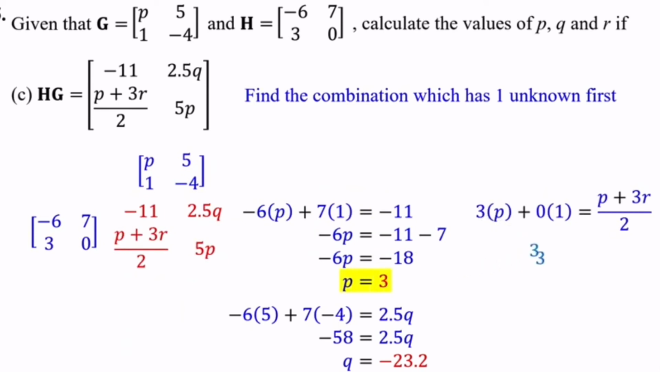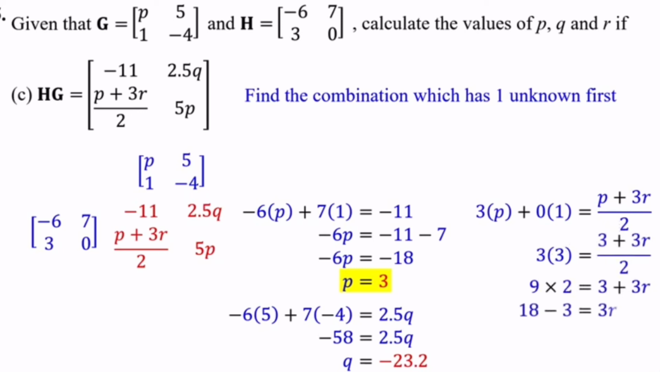Then finally, we will take the other pairs, which 3p plus 0 times 1 is equal to p plus 3r over 2. And we will substitute the p, which is 3 times 3 equal to p plus 3r over 2. And we will solve the r. So finally, the r is 15 divided by 3, so r is 5, right? So the answer for r is equivalent to 5. All right, so that's how you solve the unknown for the matrix involving multiplication.